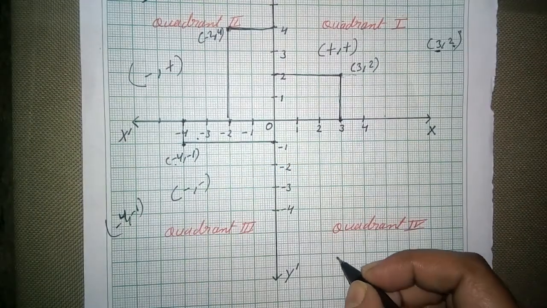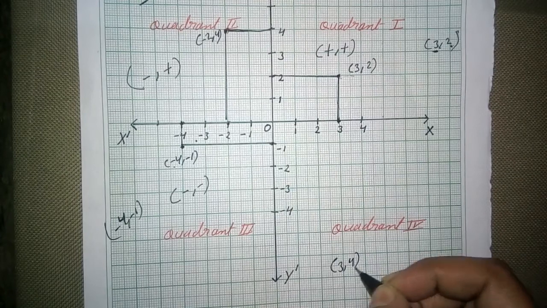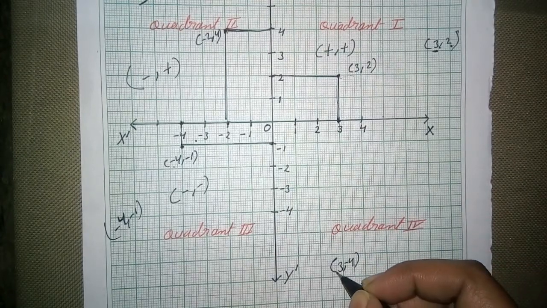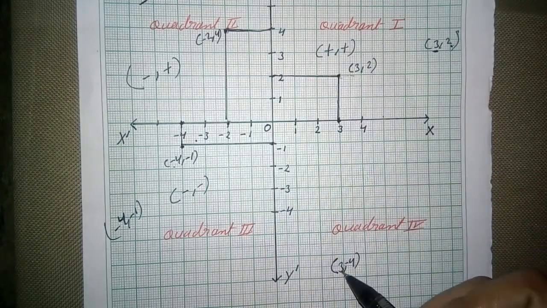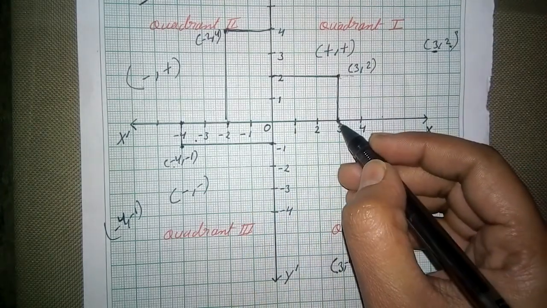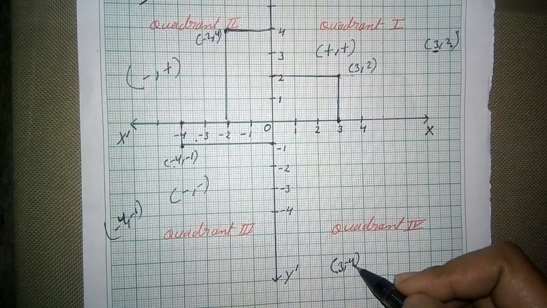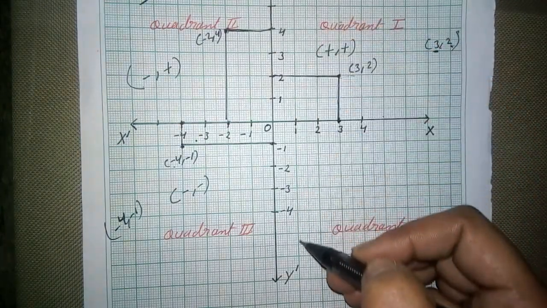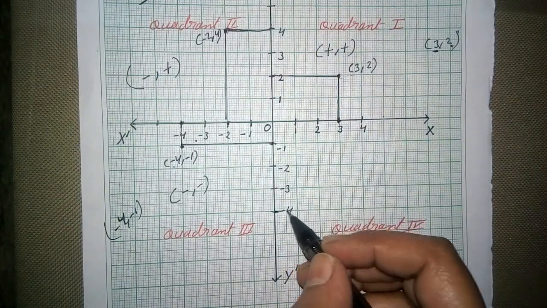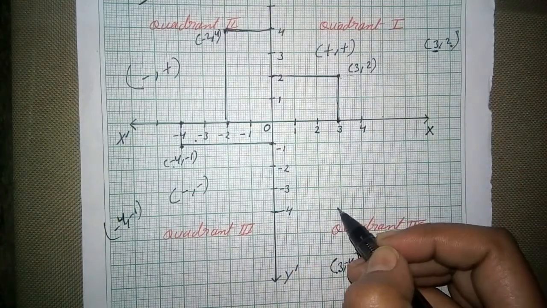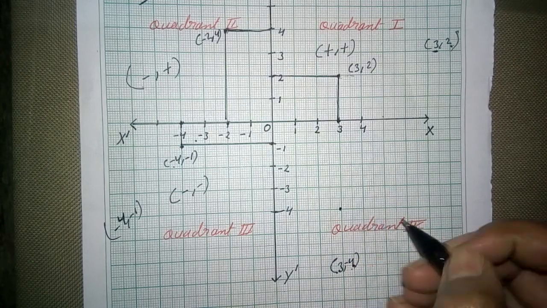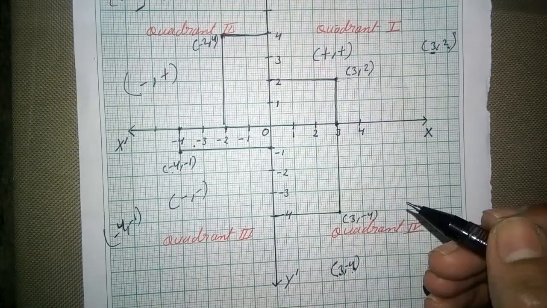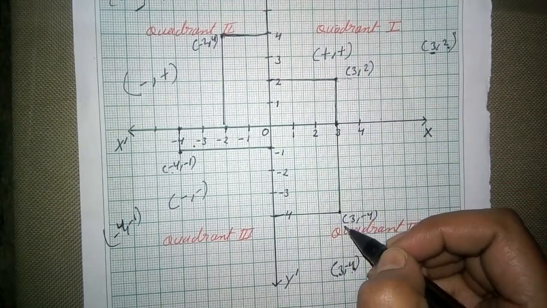Now the point 3, minus 4. 3 is the abscissa. Locate it on the x-axis and it is positive, so 3 is here. And minus 4 is the ordinate, which is located on the y-axis. So where is minus 4? Here. So 3 and minus 4, where will they meet? Here. Now join them. Okay, here I joined 3 and minus 4.